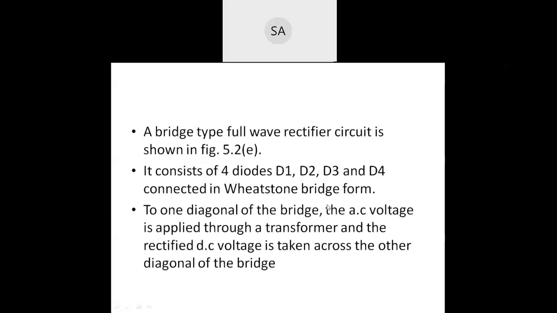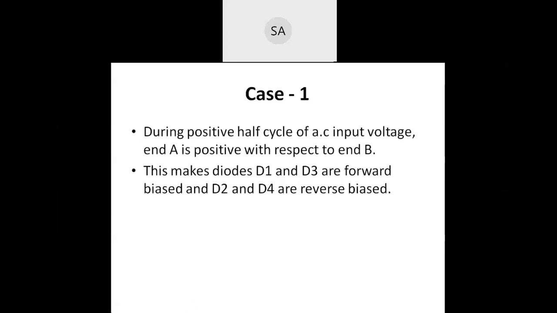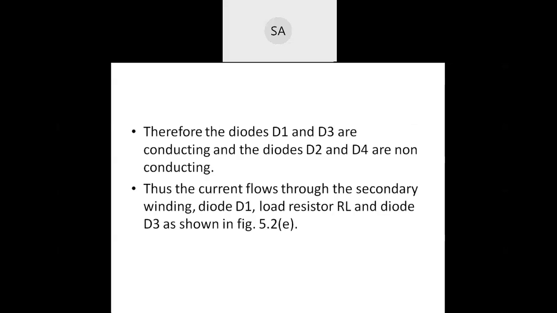So here in case 1, during the positive half cycle of AC input voltage, end A is positive with respect to end B. This makes diodes D1 and D3 forward biased and D2 and D4 reverse biased. Therefore, the diodes D1 and D3 are conducting and the diodes D2 and D4 are non-conducting. Thus the current flows through the secondary winding, diode D1, the load resistor RL and the diode D3 as shown in the figure.